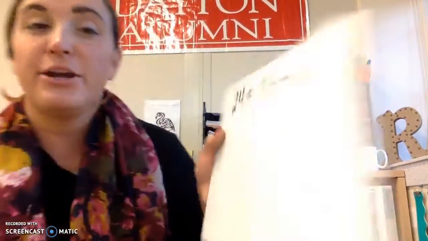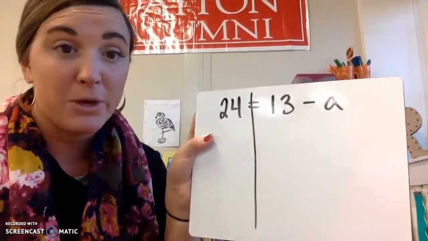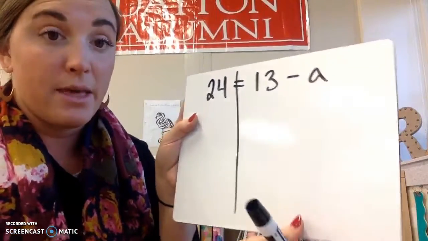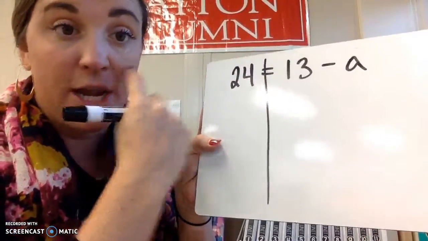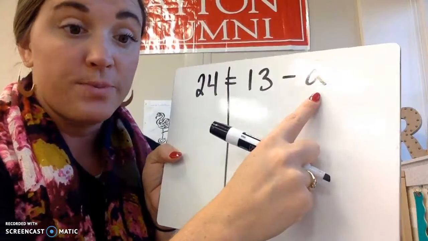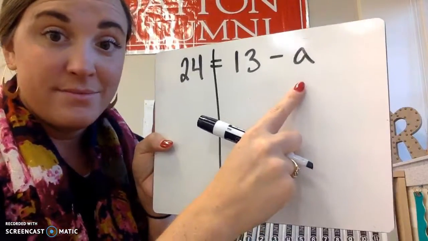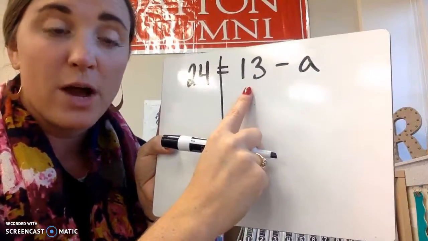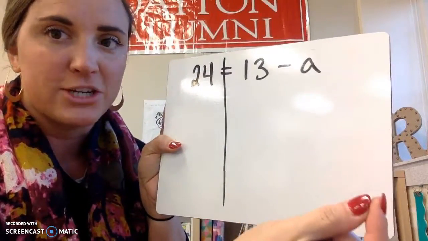24 equals 13 minus A. So in this case, you may be like, I don't know, Ms. Riggle, it kind of looks like a one-step equation. Maybe you put it in the wrong spot. Okay, let me show you why this is a two-step equation. Your A, that's you. Who is your date? It's not 13. They're too far away. They're not right beside you. You want to sit right beside your date.